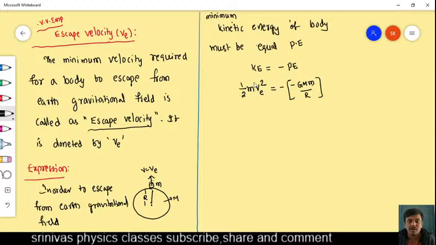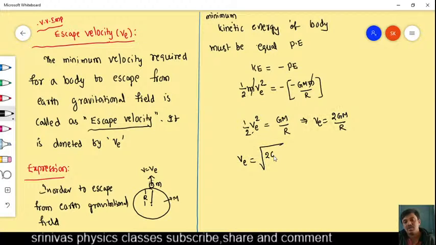If you have any query in any step, you must ask me, don't hesitate. Minus minus plus, then you will get G capital M by r. Then the half on the left side, the 2 is also there. We write v square is equal to 2GM by r, right? And now the escape velocity is equal to under root 2GM by r.